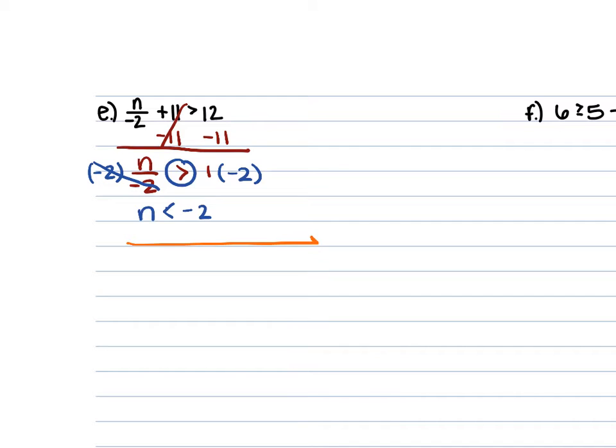So on our number line, we're going to have negative 3, negative 2, negative 1, an open circle on that negative 2, and our line's going to go to the left.